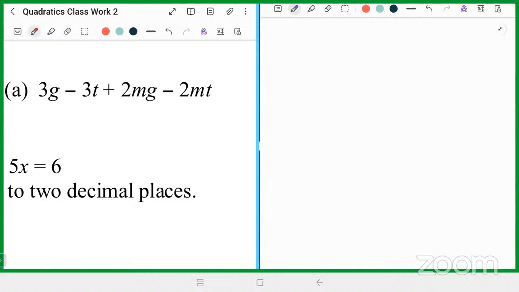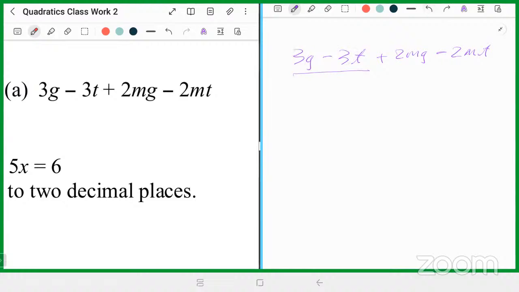All right, so let's rewrite it. It's 3g minus 3t plus 2mg minus 2mt. Normally with this question, you want to ensure that the values are set out in a friendly order. So what I normally do is look at the first 2 terms and ask, what would I factorize the first 2 with? I would factorize it with the 3.